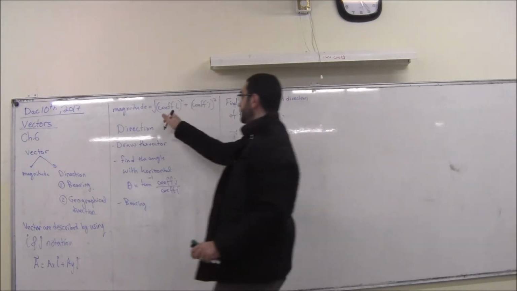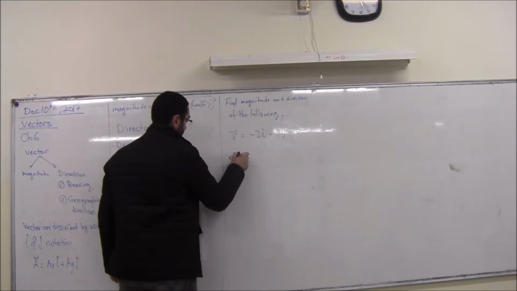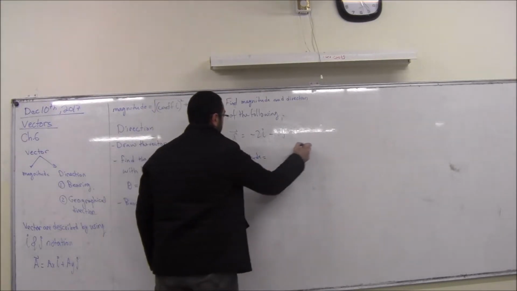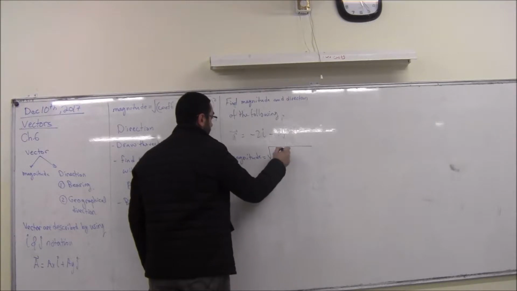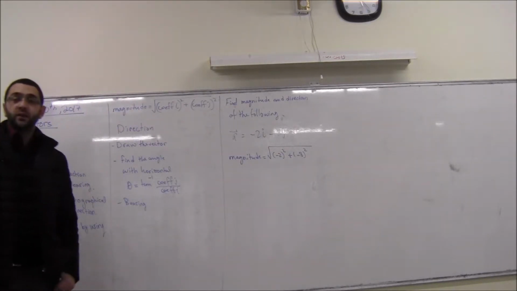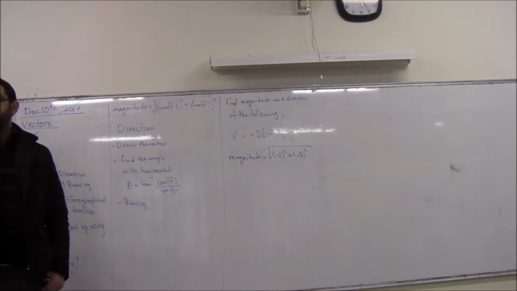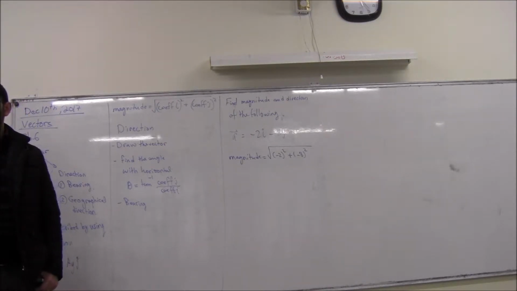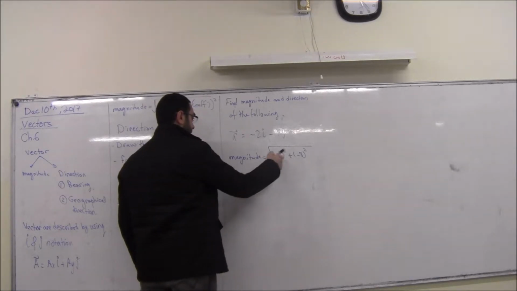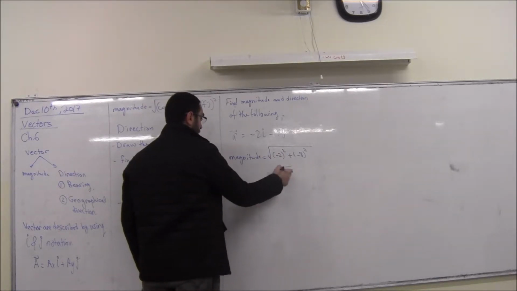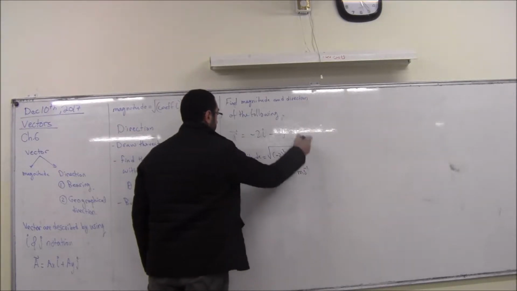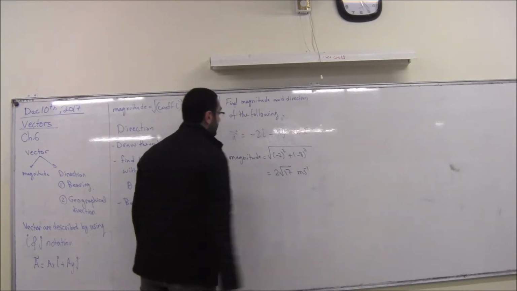Here, magnitude equals square root of minus 2 squared plus minus 8 squared. And even if we did not write the minus, eventually the square will cancel the minus. So this becomes 2 root 17. Okay?